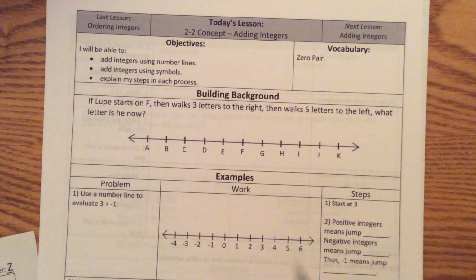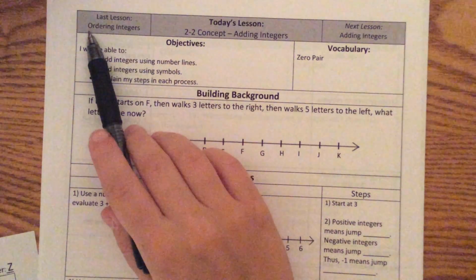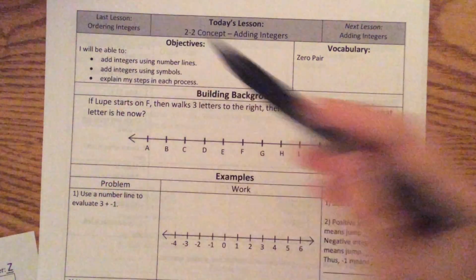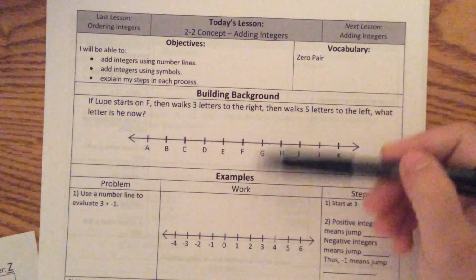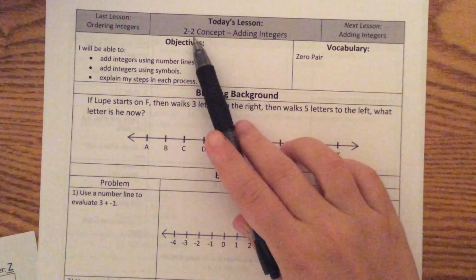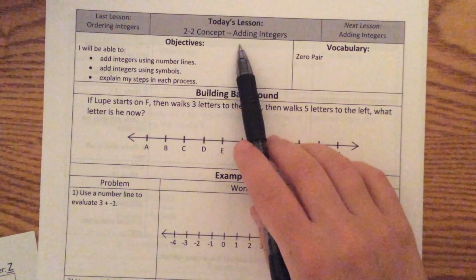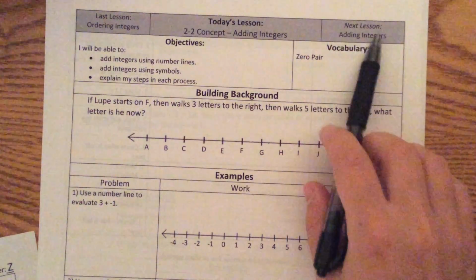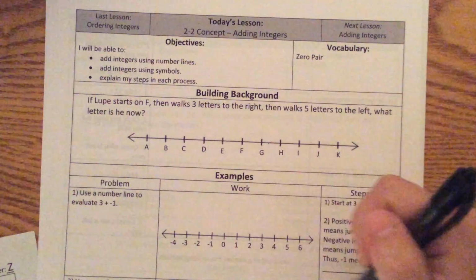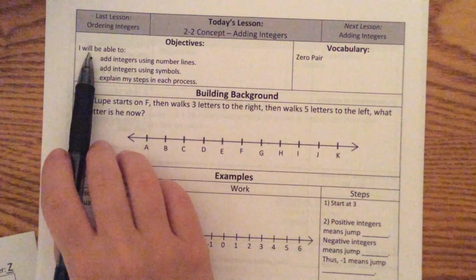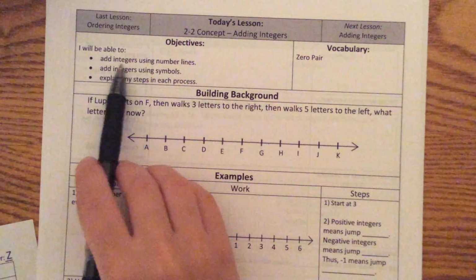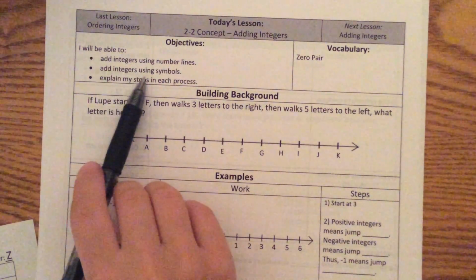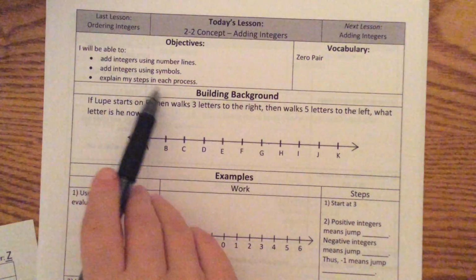Alright, welcome to 2-2. The last lesson we did was ordering integers, which we did on number lines, and as you can see, today we're going to be doing some number lines. Today we're doing 2-2, the concept of adding integers. Our next lesson is going to be actually adding integers without using these symbols. So we have three objectives. I will be able to add integers using a number line, add integers using symbols, and explain my steps in each process.